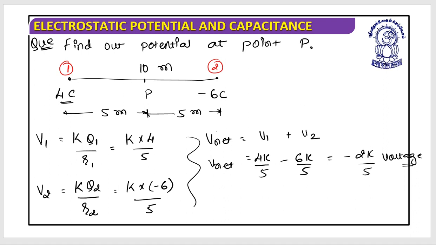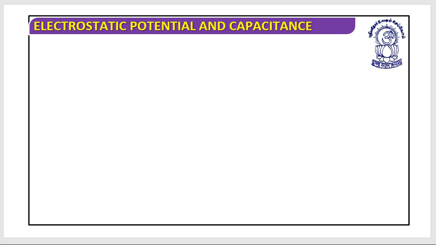If the options permit, you can replace K with 9 into 10 to the power 9 or 1 upon 4 pi epsilon naught, according to the options given. Are you done with this? Are you sure? Ready to move to the next question? So let's move on.